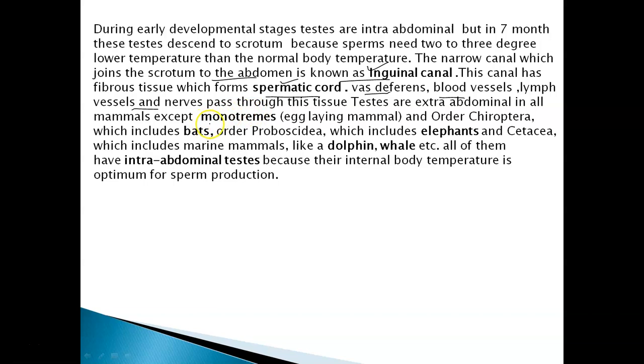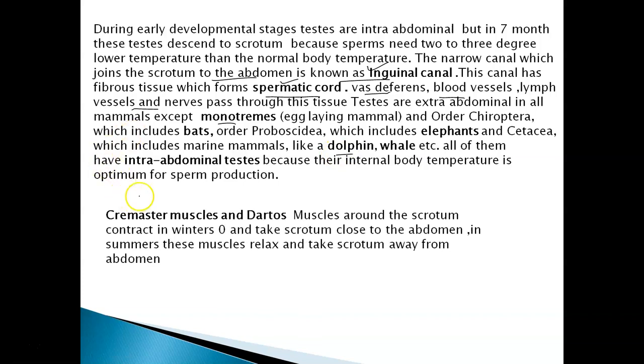And the extra-abdominal testes are present in mammals except egg-laying ones and some other animals like bats, elephants, and marine mammals like dolphins and whales. Now I told you the function of the cremaster muscle and dartos muscle, which are present in the spermatic cord. They contract in winters and take the scrotum close to the abdomen. They relax in summers and take the scrotum away from the abdomen.